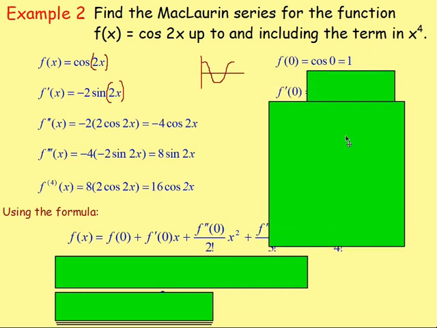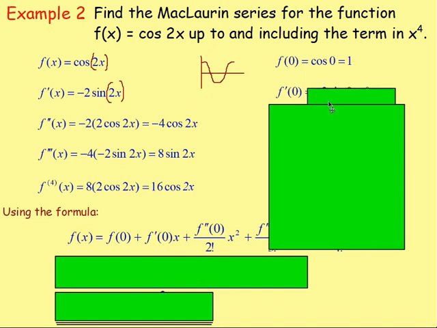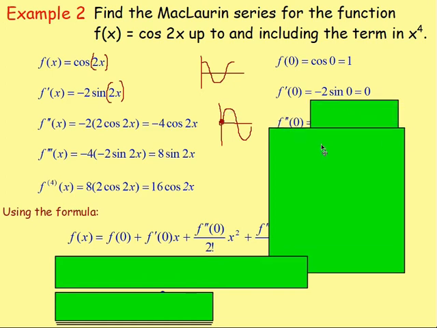Work out f dash 0. F dash 0 is going to be negative 2 sine of 2 times 0, so negative 2 sine 0. And once again, you can think about your graph. If you think about your sine graph, at 0 it's down at 0. So it's negative 2 times 0, which is just 0.